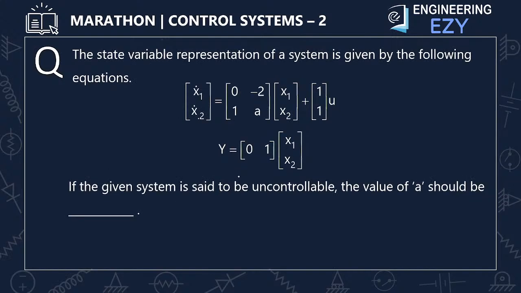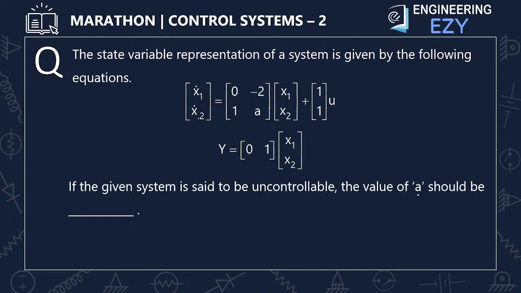Okay, try to give the answer of this question. The state variable representation of a system is given by the following equation. The state model is given as x dot of t equal to Ax(t) plus Bu(t), y equal to Cx(t). The A, B, C matrices are given. If the given system is said to be uncontrollable, what should be the value of A? It is so easy. What is the value of A such that the system is uncontrollable?